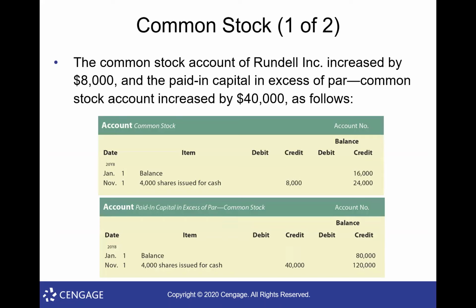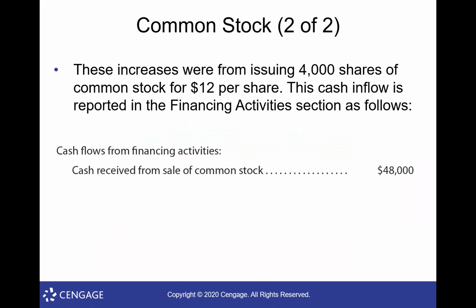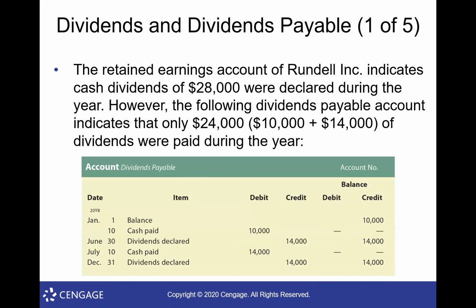Common stock had a balance of 16,000, and then at the end of the period, it had a balance of 24,000. So when we issue stock, our cash goes up. Paid in capital in excess of par had a balance of 80,000. At the end of the period, it had a balance of 120,000. So we brought in some cash by issuing stock, $48,000 total. And then our retained earnings started at 10,000. At the end, it was 14,000.